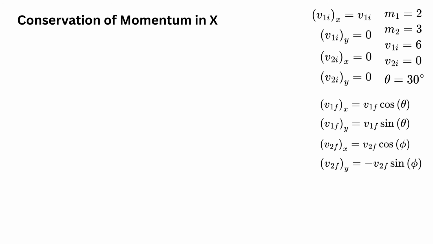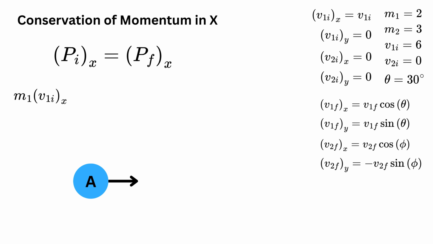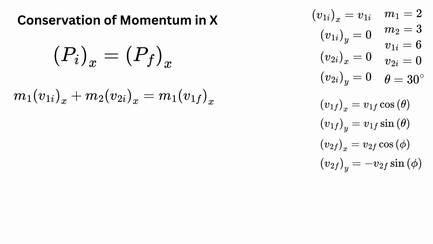First is the conservation of momentum in the horizontal direction that says that initial momentum of both the balls in the horizontal direction is the same as the final momentum of both the balls in the horizontal direction. This means m1 times v1 initial in x direction, which is the momentum of ball A in the horizontal direction, plus m2 times v2 initial in x direction, which is the momentum of ball B in the horizontal direction, equals m1 times v1 final in x direction plus m2 times v2 final in x direction, so simply substitute the values.